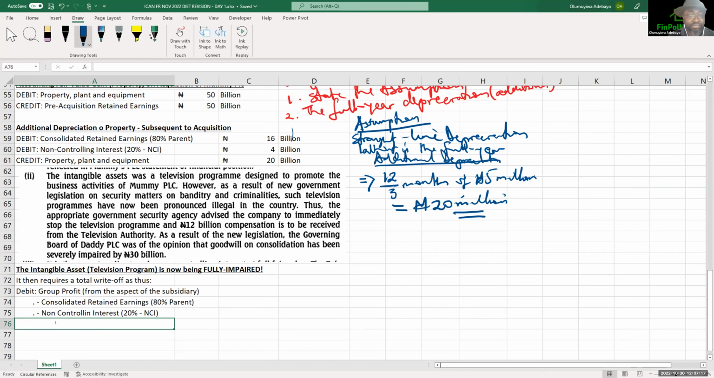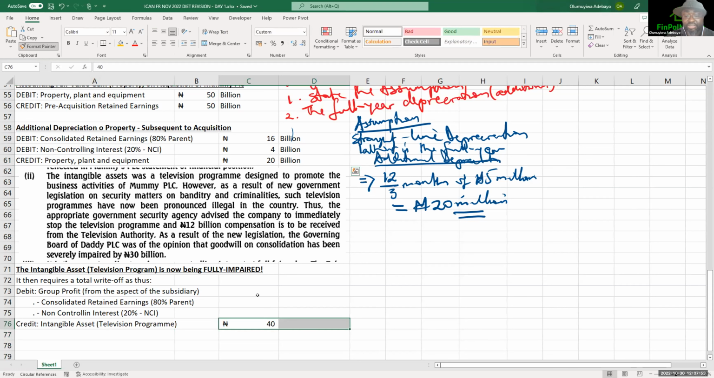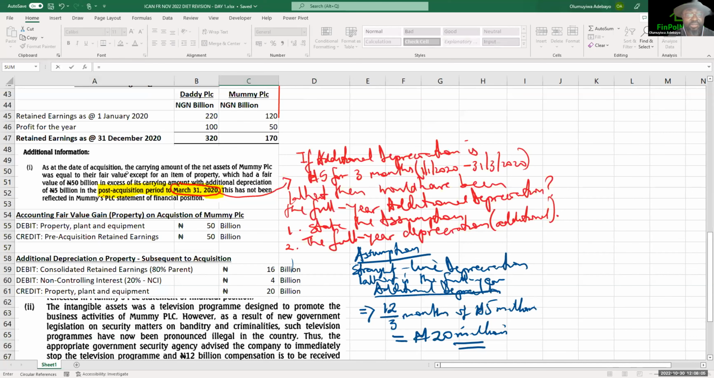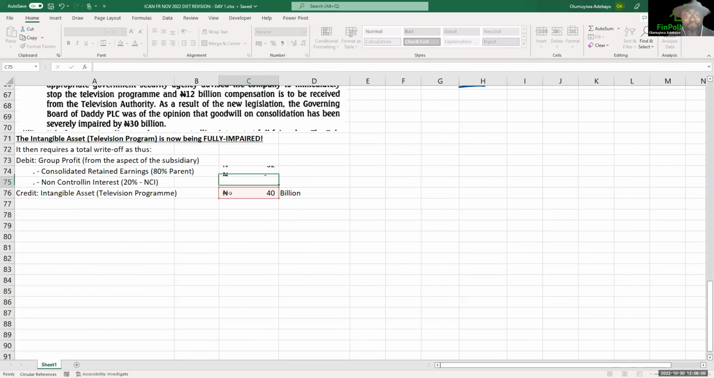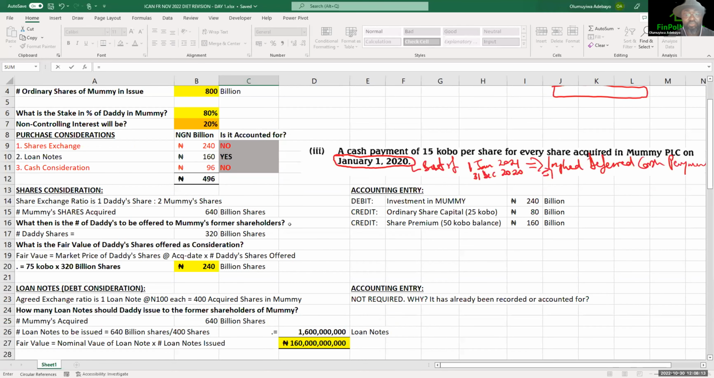And the corresponding credit affects the intangible asset, which is the television program. That is the entire 40. It's written off. Remember the 80% here, and the 20%.